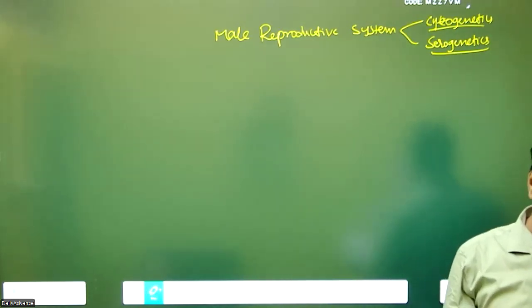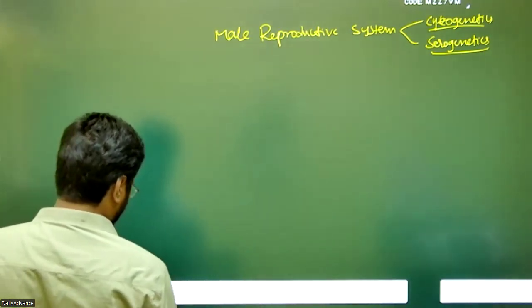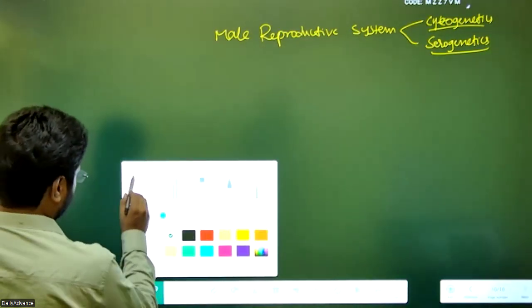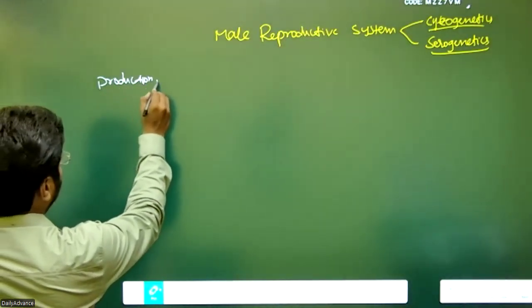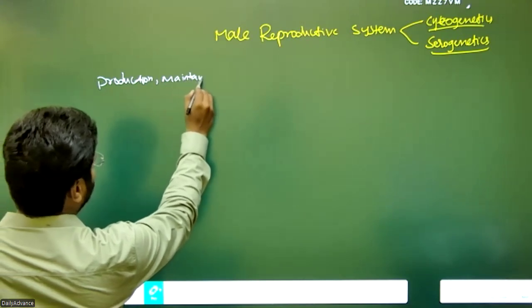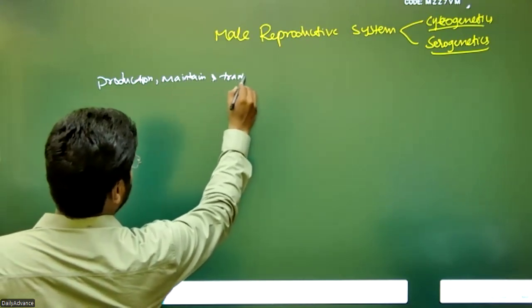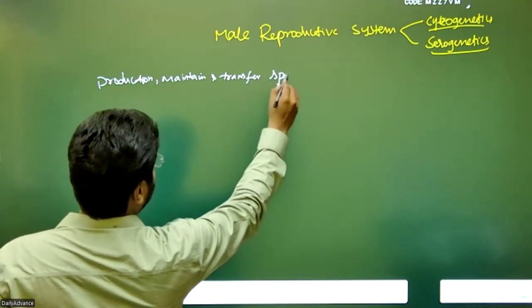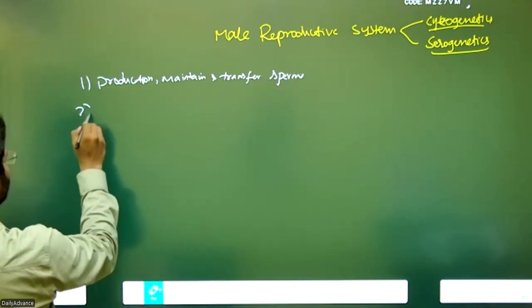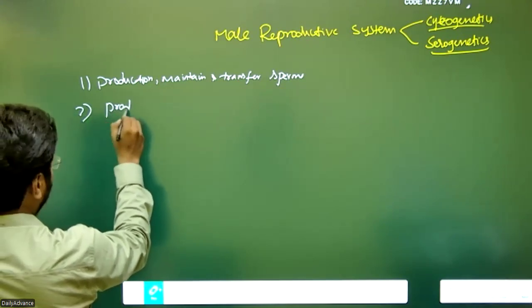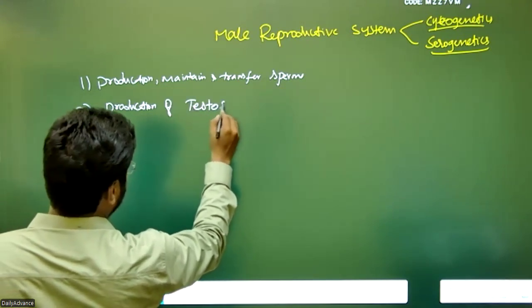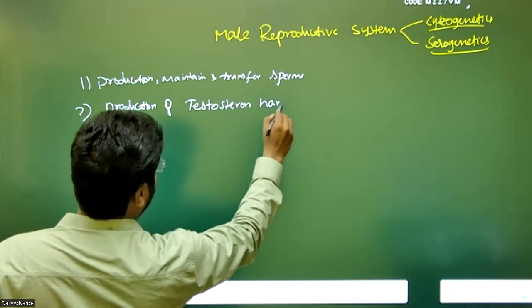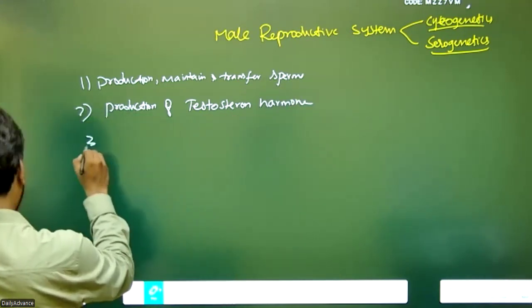So what is the male reproductive system responsible for? Production, maintenance, and transfer of sperms. Second thing is production of the testosterone hormone.